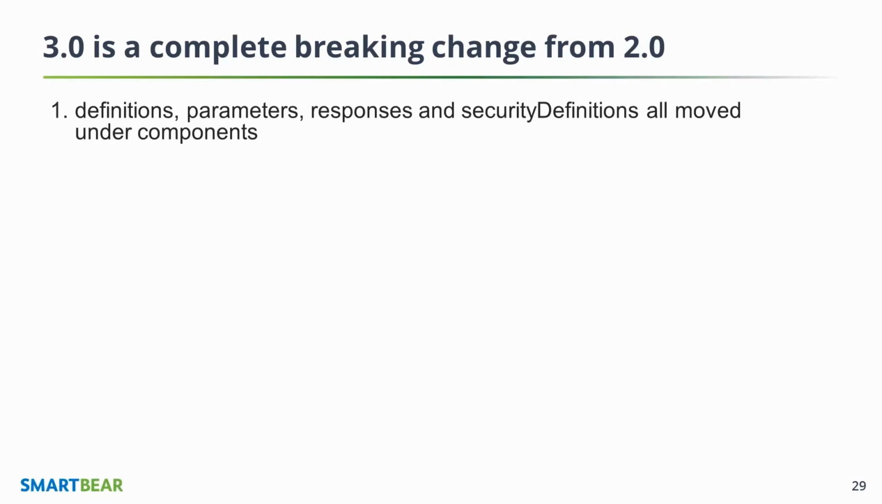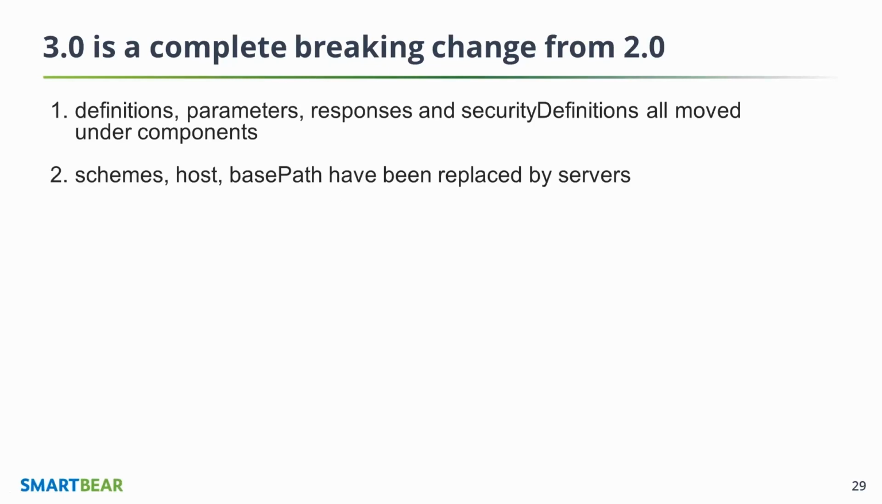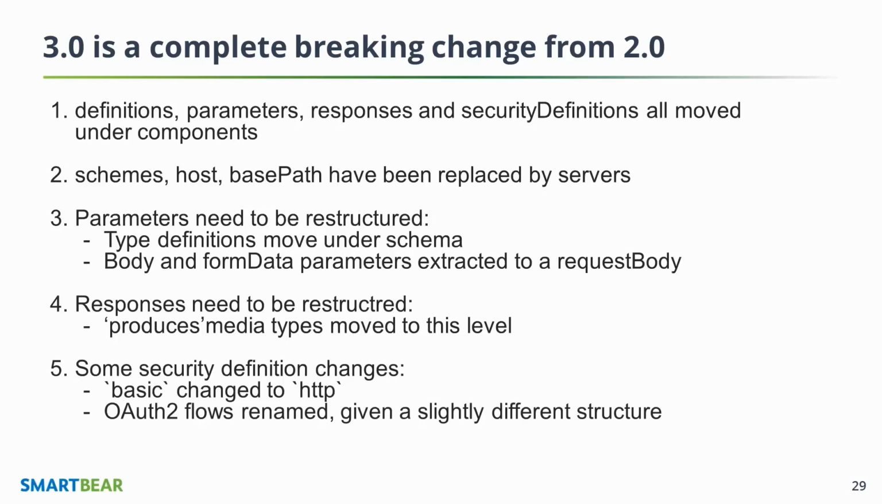Yeah, so as you can imagine and understand, 3.0 is a really big change from 2.0 in terms of the structure, and it's pretty much a breaking change all over, right? So if you want to convert a 2.0 specification to a 3.0 one, it will require some work, right? So you can see that, like we talked, definitions, parameters, responses, security definitions all moved under the components, and some of them have been renamed. You will need to replace the schemes and base paths with the servers.